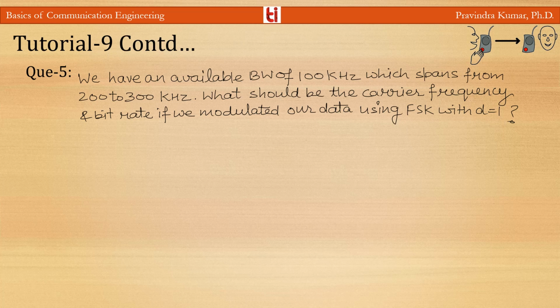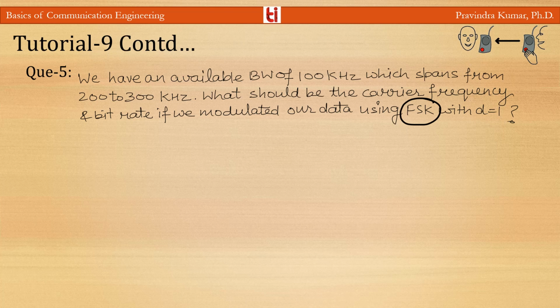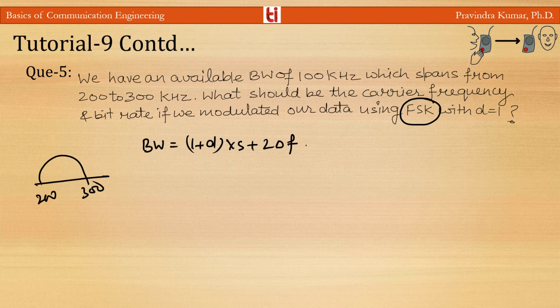Now the next question. We have an available bandwidth of 100 kHz which spans from 200 to 300 kHz. What should be the carrier frequency and bit rate if we modulate our data using FSK with d is equal to 1? The previous question was the same, but we used the ASK modulation there, whereas in this case we are using FSK modulation. So for FSK, the bandwidth is equal to 1 plus d into S plus 2 delta f. Here the midpoint, as in the previous case, with bandwidth from 200 to 300, is 250. 2 delta f should be 50 kilohertz.